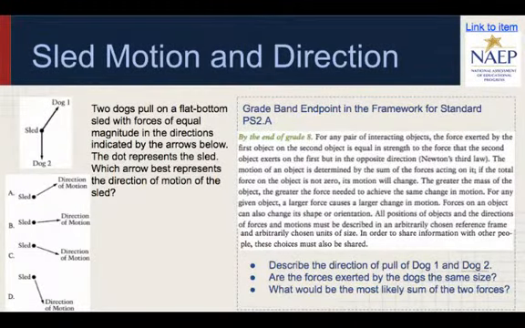Two dogs pull on a flat bottom sled with forces of equal magnitude in the directions indicated by the arrows below. The dot represents the sled. Which arrow best represents the direction of motion of the sled?